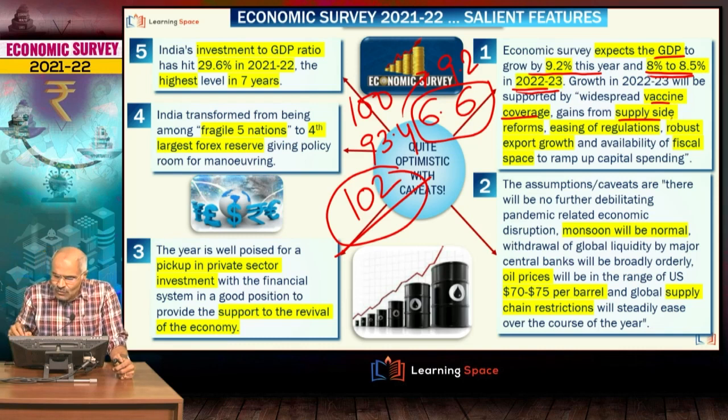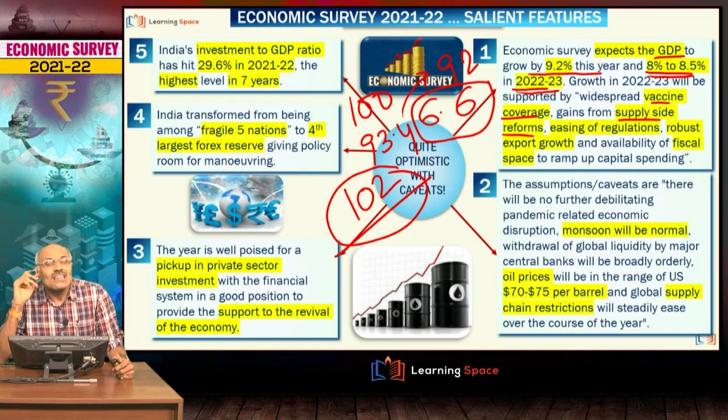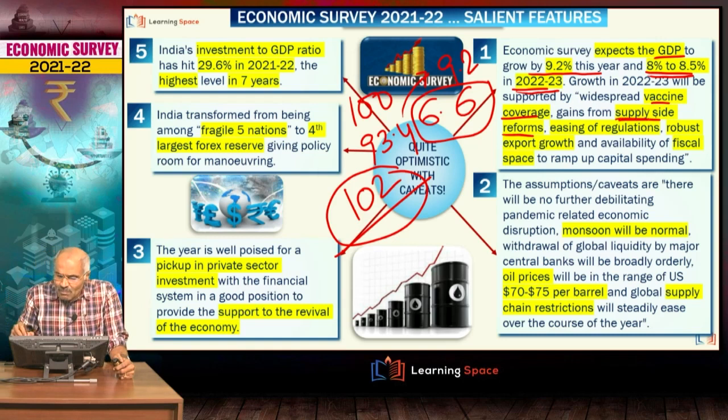Second is gains from supply side reforms. There are several supply side reforms, like for example PLI. Then for example, retrospective taxation was taken out. In the telecom sector, several reforms were heralded. For MSMEs, registration became simple, categorization became simple. These are all supply side aspects which the government has taken care of. So therefore, supply side reforms because of this. Then easing of regulations, ease of doing business. Now the regulations are simplified.